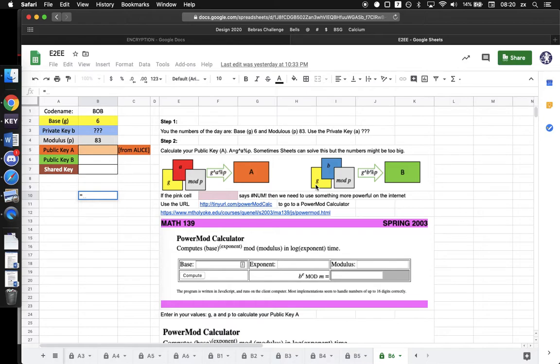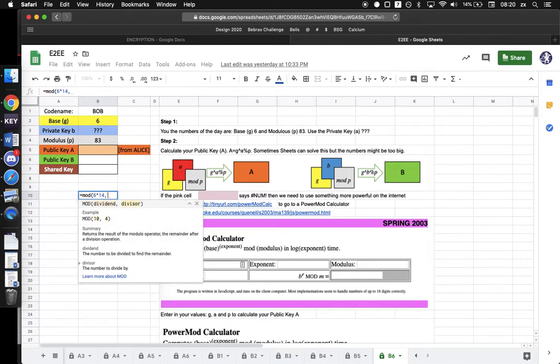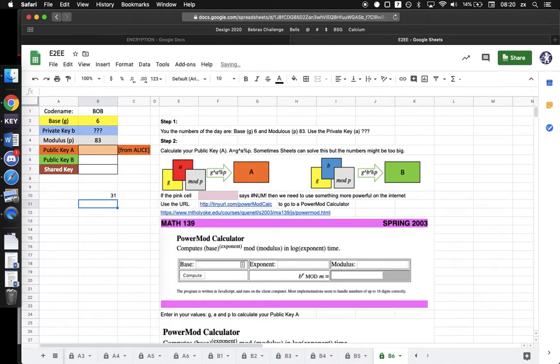What I need to do is G to the power of B mod P. G for George, which is 6, to the power. The power key on your computer is shift 6. It looks like a little arrow pointing to the air, or a circumflex if you do French. 6 to the power of, I'm going to tell you my private key is 14, and then I type mod. I can't just type mod; this is how I do mod on Excel. The modulo is 83, and when I get that answer, my answer was 31.